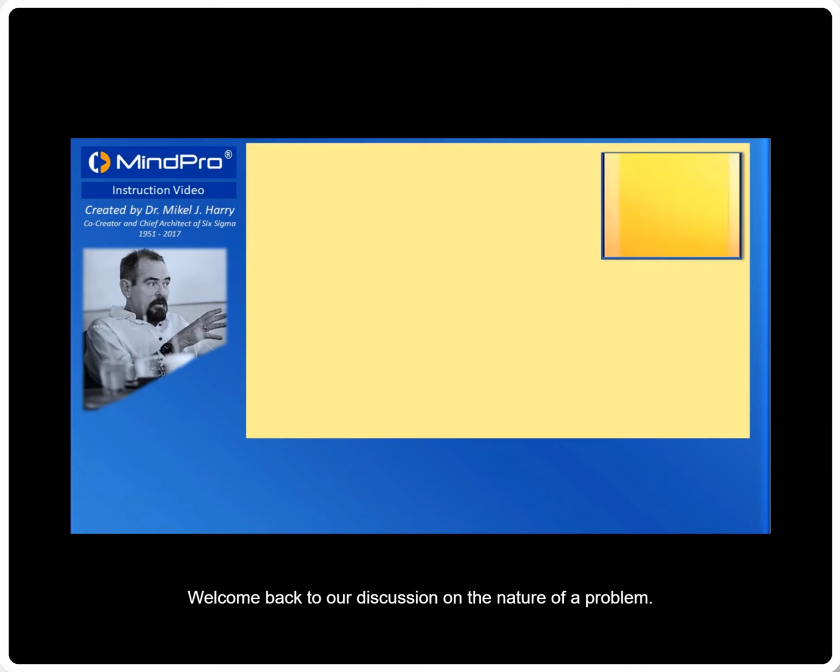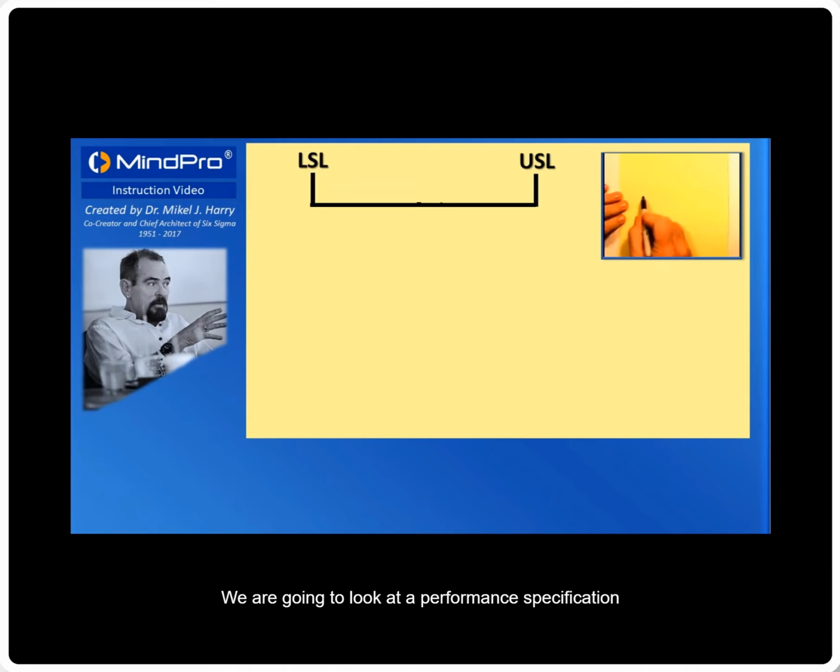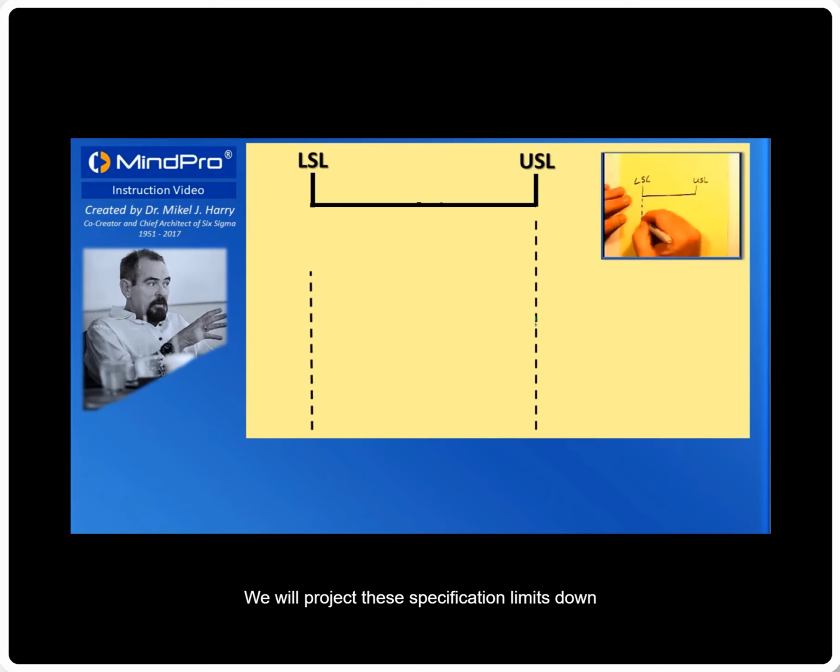Welcome back to our discussion on the nature of a problem. We are going to look at a performance specification where there is an upper specification limit given by USL and a lower specification limit given by LSL. We will project these specification limits down to illustrate different cases of what constitutes a problem.